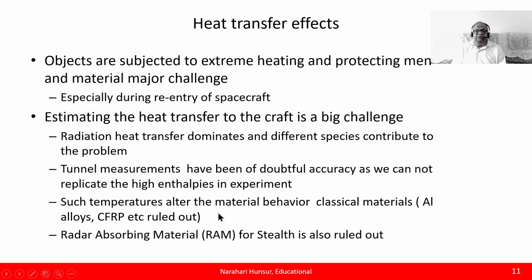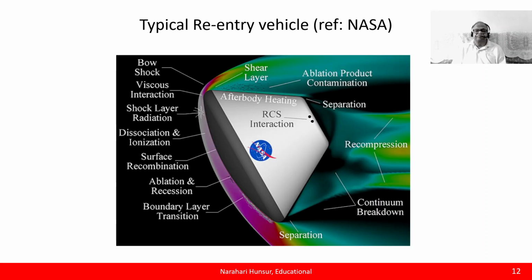Such high temperatures alter the material behavior of classical materials. Aluminum alloy and CFRP, meaning carbon fiber reinforced plastics, are ruled out. Radar absorbing materials, especially those used for stealth, are also ruled out. So you need to come back with different kinds of material which can absorb this kind of temperature.